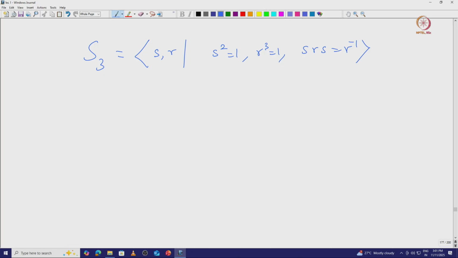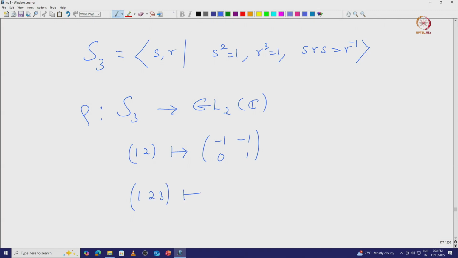Now we can immediately get a two dimensional representation defined as follows. So we want to define this two dimensional representation. We can simply send the transposition to the matrix (-1, 0; 1, 1), and similarly the 3 cycle to the matrix (-1, 1; -1, 0), and one can immediately check that this defines a representation.